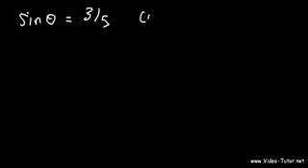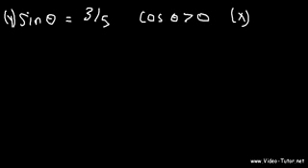So now let's talk about evaluating sine, cosine, and tangent functions. Let's say sine theta is 3 over 5, and cosine theta is greater than 0. Find the other 5 trig functions: cosine, tangent, secant, cotangent, and cosecant. Now, sine is positive and cosine is positive. Cosine is associated with the x variable. Sine is associated with the y variable. X and y are both positive in quadrant 1.